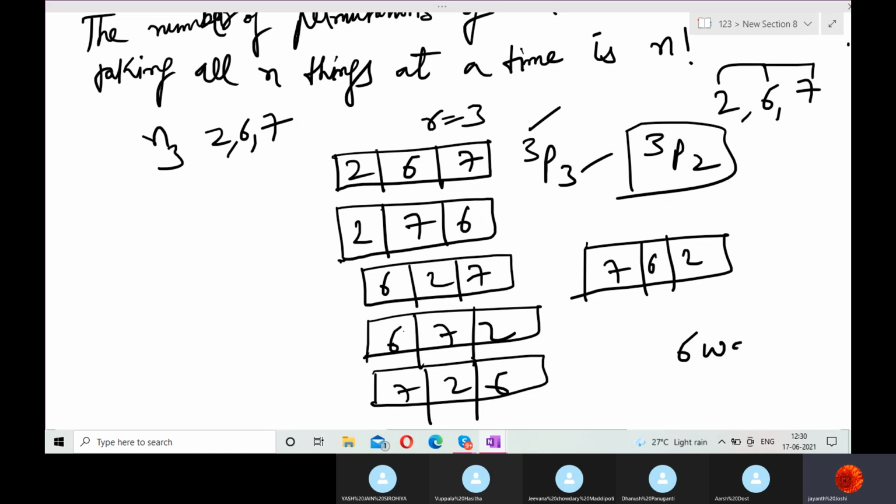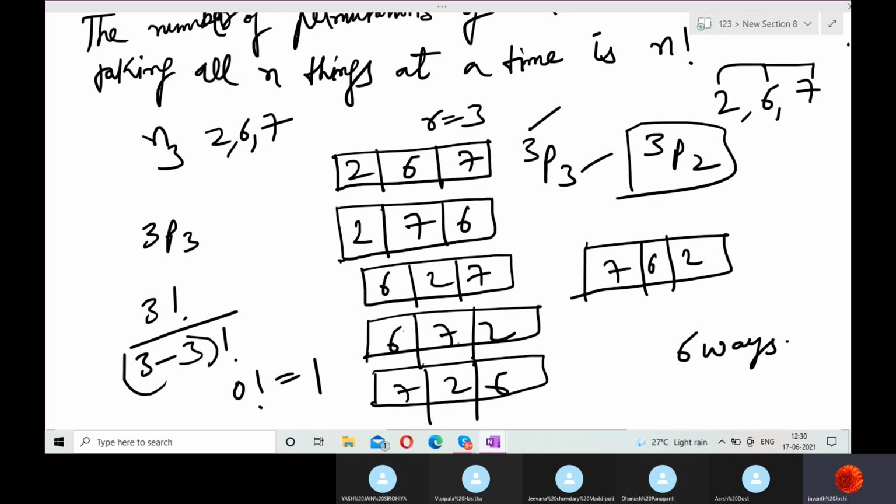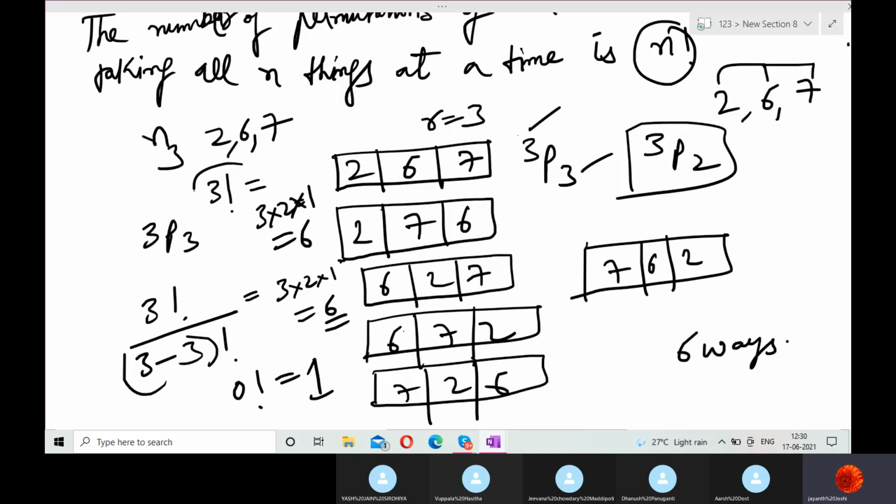So how many ways did we do? 6 ways. So if I say 3P3, let us find 3 factorial by 3 minus 3 factorial. 0 factorial is what? 1. 3 factorial is 3 into 2 into 1, finished. So you need not go for 3P3 and all. Directly n factorial. So 3 factorial is 6. 6 ways, correct? So directly n factorial, if you are taking all the numbers at a time.